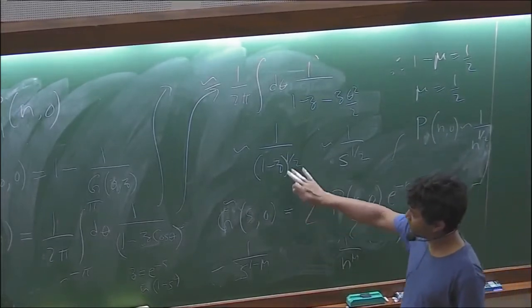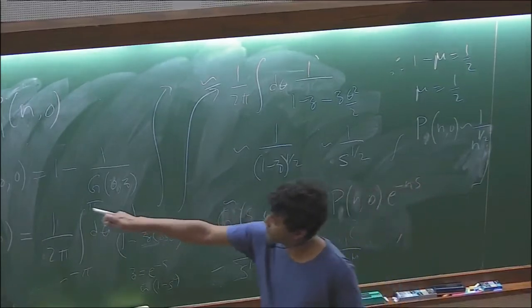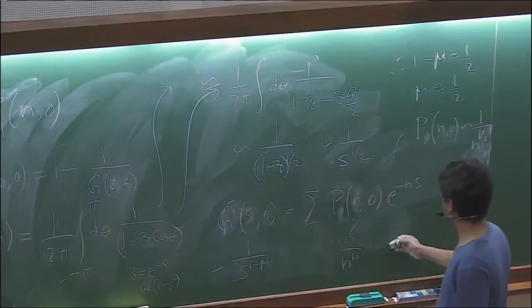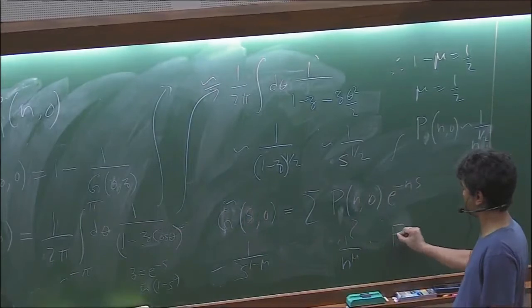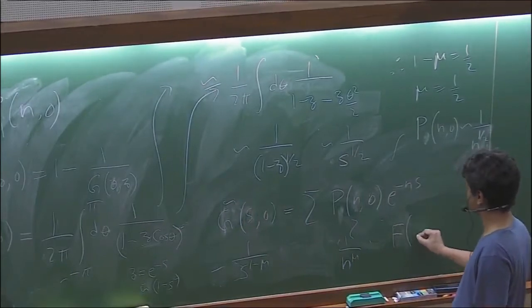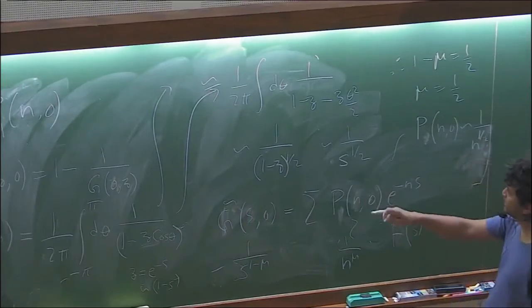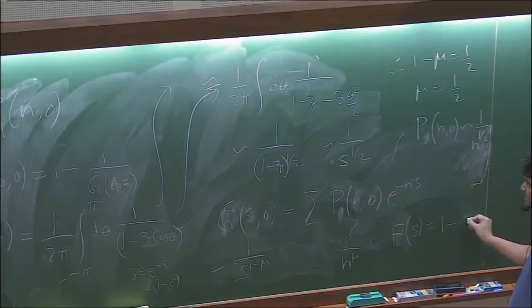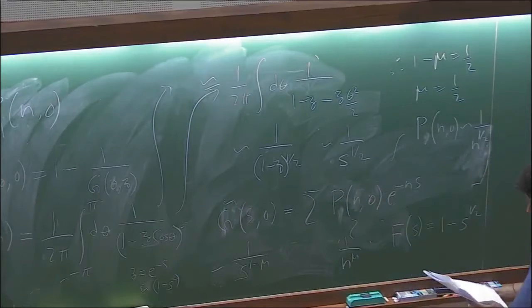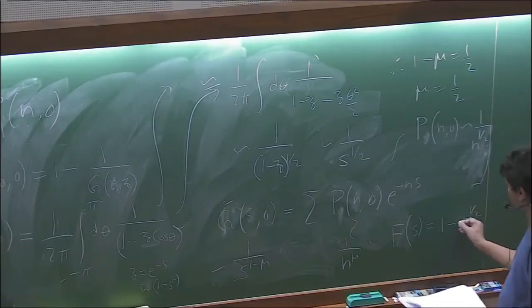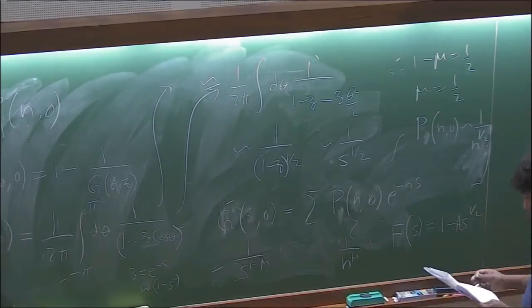So for P1, this is G, and now we have to calculate F. Right? So F, I'll just call it S, is equal to 1 minus 1 by G. So then it's 1 minus s to the power half. And maybe there's some coefficient here, so I'll call it 1 minus s to the half.